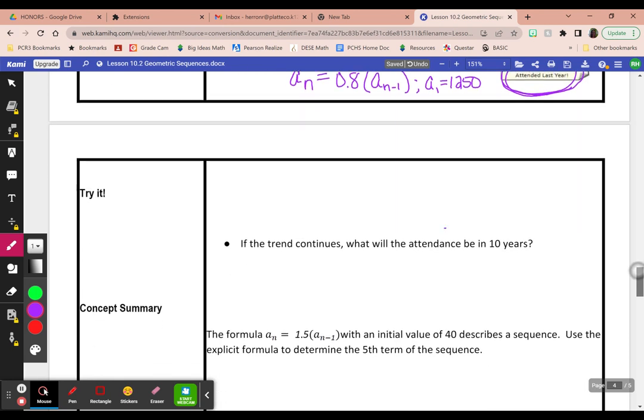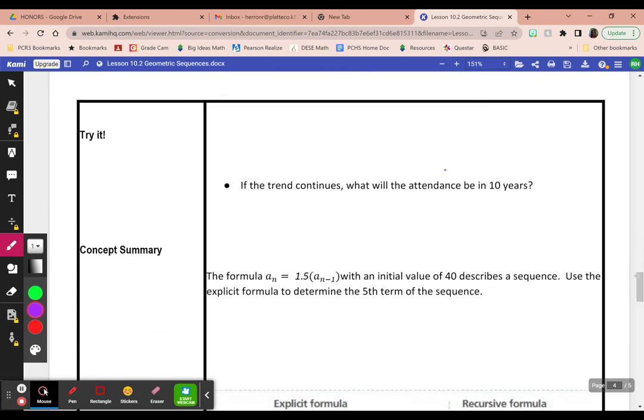Okay? Then, if the trend continues, what will the attendance be in 10 years? Well, I don't really want to do that for 10 whole years. So let's do an explicit as well. So A sub 1, again, is 1,250. Our common ratio is 0.8. We've got A sub n equals, and then we have our A times B to the X. So A would be our starting point, 1,250 times the ratio to the n minus 1, right?